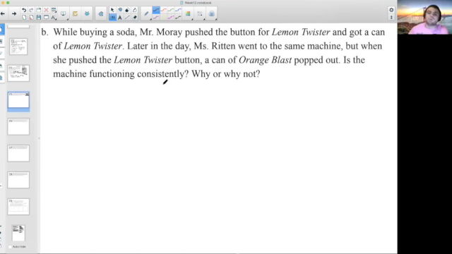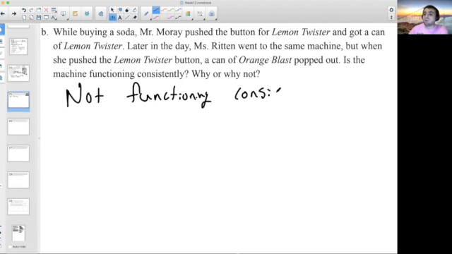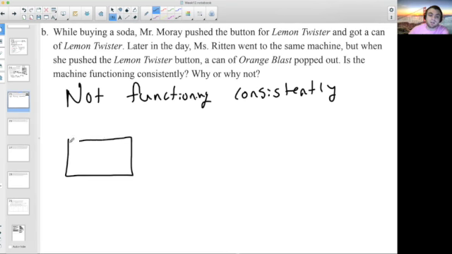All right. So what we know is the machine is not functioning consistently. Now you might have a verbal definition, like a verbal explanation. I'm going to suggest that you leave it if you have it, but see if you can add this picture as well. Let's think about what we got here. So this is a picture of, here's the button, right? That lemon twister.